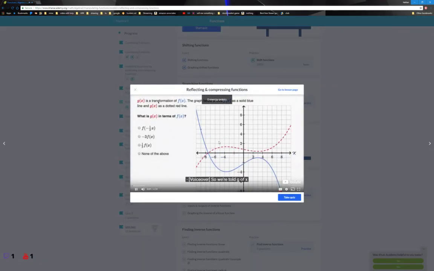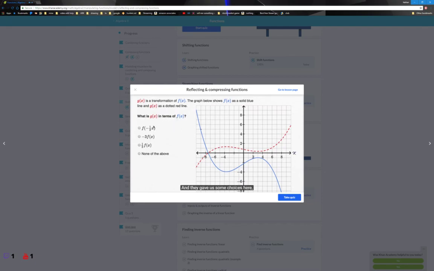So we're told g of x is a transformation of f of x. The graph below shows f of x as a solid blue line, so this is a graph of y is equal to f of x. And g of x is a dotted red line, so that's the graph of y is equal to g of x. What is g of x in terms of f of x?